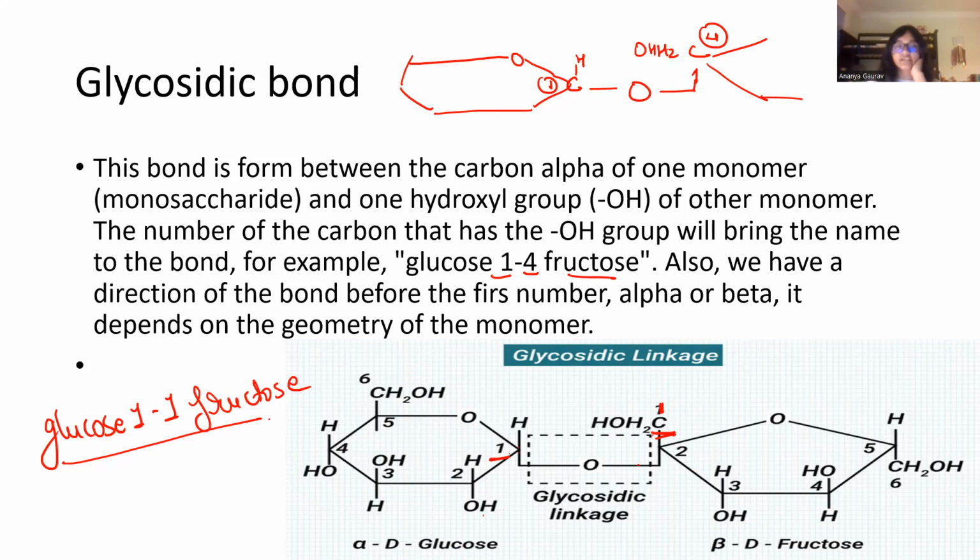Understood? How to label? Okay. Now suppose this will make a bond. This will also make a bond, no? This is also for CH2OH. This is the first. Take it as the first.